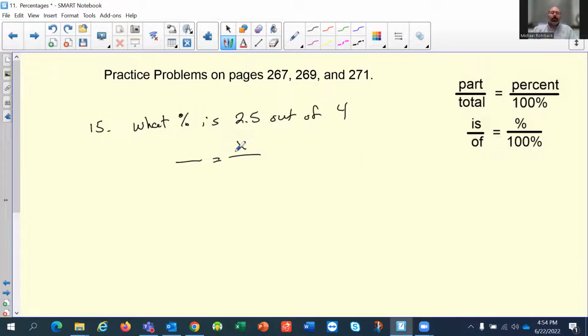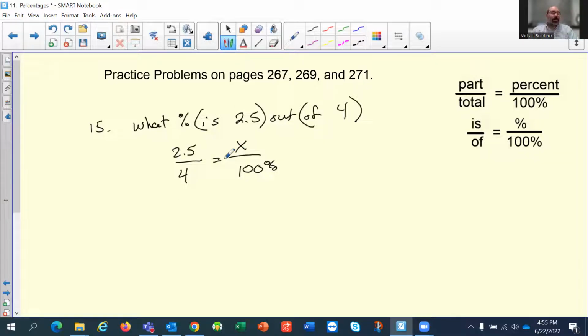What percent? We don't know what the percent is. So we put the X over 100%. Is 2.5 out of 4? 4 goes in the bottom. 2.5 goes on the top. Pause the video. Try it. Cross multiply. You're going to cross multiply, divide, get your answer, and then turn it back on and check. See if you got the right answer.